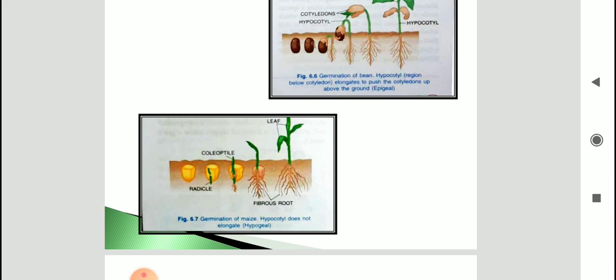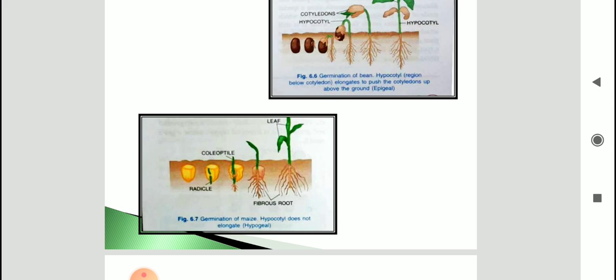Plumule will pierce through the coleoptile, and it will grow upwards to give rise to the shoot system. Young leaves unfold. Alright, so this is what happens in case of hypogeal germination. I basically focused on germination of bean and maize, because I've already told you the scope of syllabus.